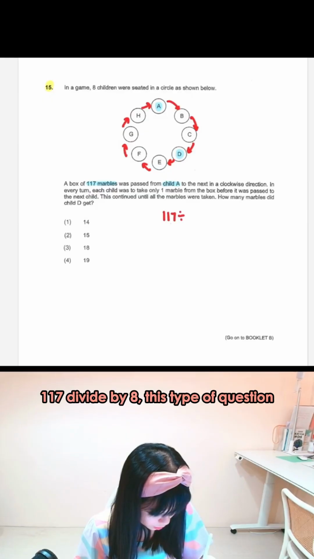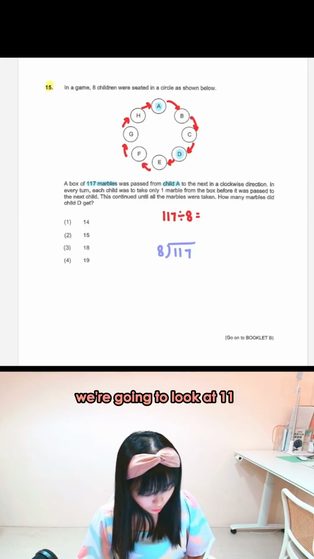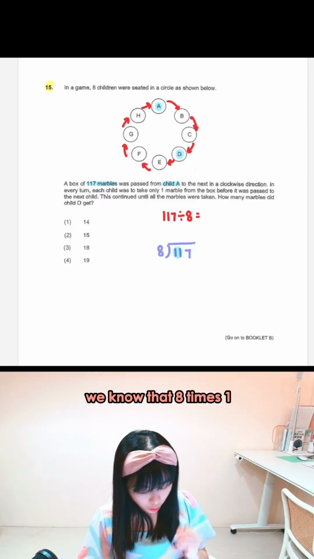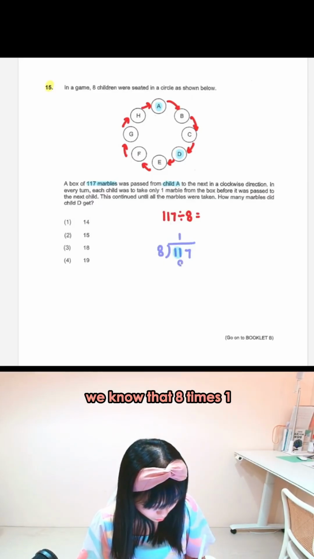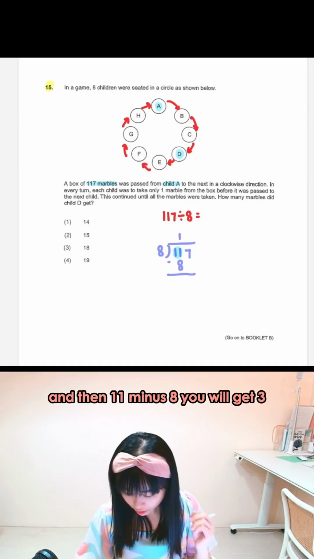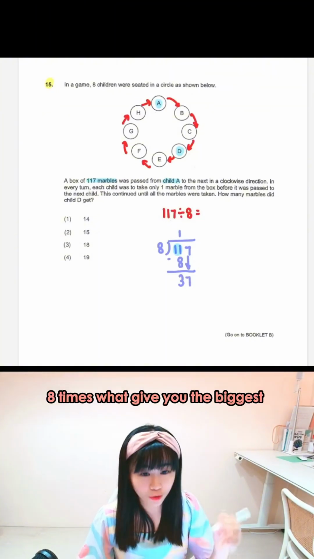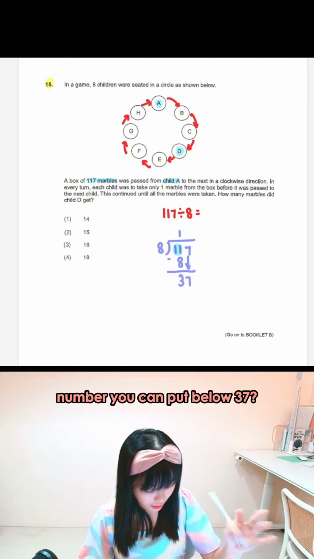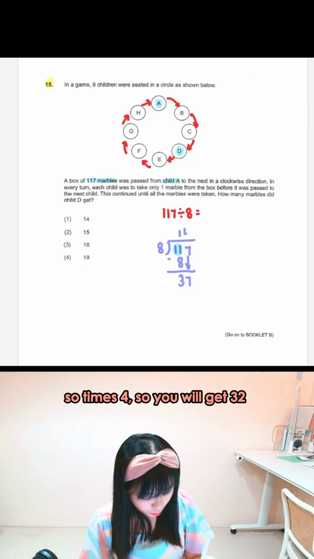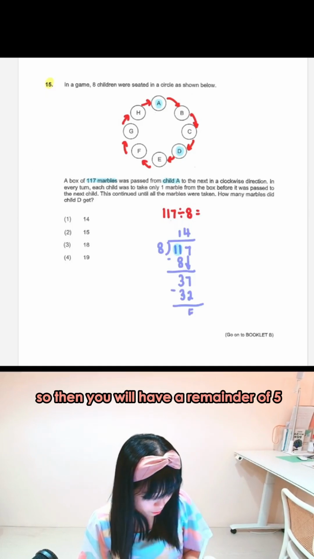117 divided by 8. Okay, this type of question, go and do it in long division and get the remainder out. We're going to look at 11, right? We know that 8 times 1 gives you the biggest number that you can put below 11, which is 8. And then 11 minus 8, you will get a 3. Bring it down, it's a 37. 8 times what gives you the biggest number you can put below 37? So times 4, yeah. So you will get 32, right? Okay, so then you will have a remainder of 5.